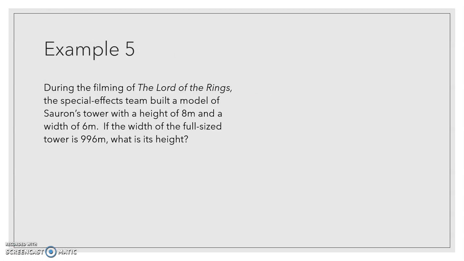So example 5 is everyone's favorite type of question, a word problem. Okay, it says, during the filming of The Lord of the Rings, the special effects team built a model of Sauron's tower with a height of 8 meters and a width of 6 meters. If the width of the full-size tower is 996 meters, what is its height? Now, I always recommend drawing a diagram. So pause this video and see if you can draw a diagram, one of the model and one of the full-size tower, and try to put those measurements on there, and then come back here to see if you're right.